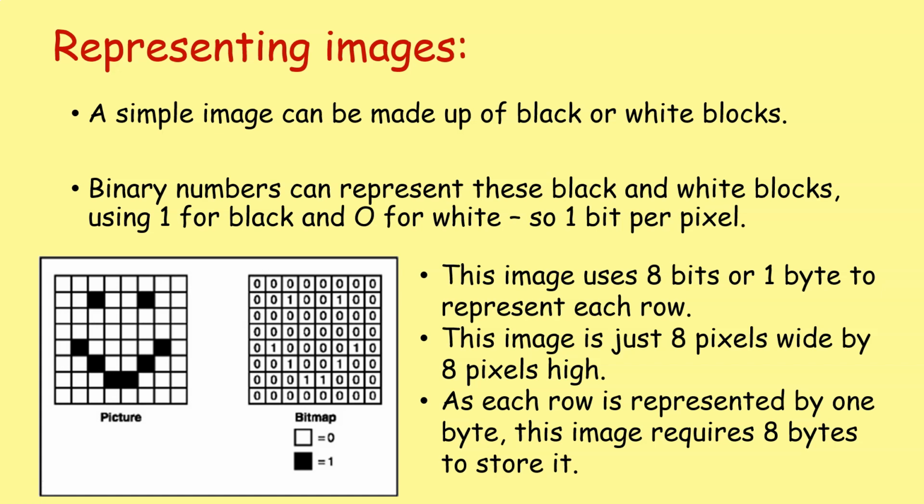So if you take a look at this image over here, we've got a nice smiley face. And that smiley face can be stored in the computer as a series of binary numbers. 1 represents the black, 0 represents the white pixels. This image uses 8 bits or 1 byte to represent each row. The image itself is just 8 pixels wide by 8 pixels high. As each row is represented by 1 byte, this image requires 8 bytes or 64 bits to store it.